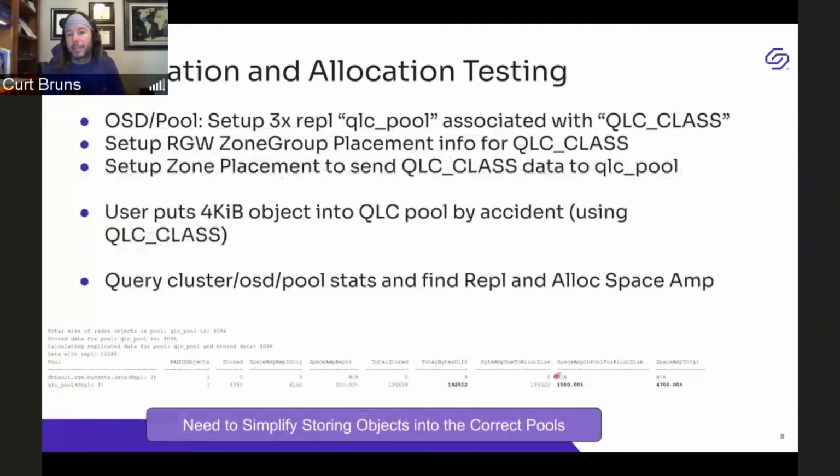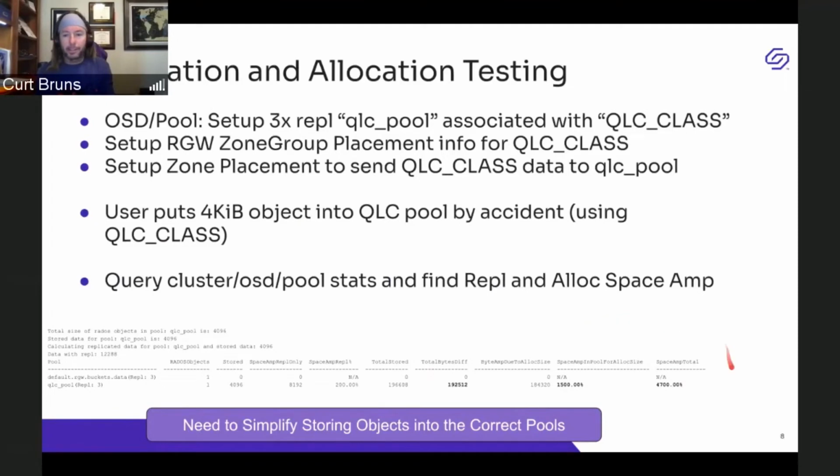And then space amp for allocation is 15 times, but truly the total space amp that includes allocation plus replication is 4,700%. So 47 times. This is exactly what we showed on the last slide, but this is actually using Ceph tools, pool stats, OSD replication stats, those things to pull that data out of the cluster.